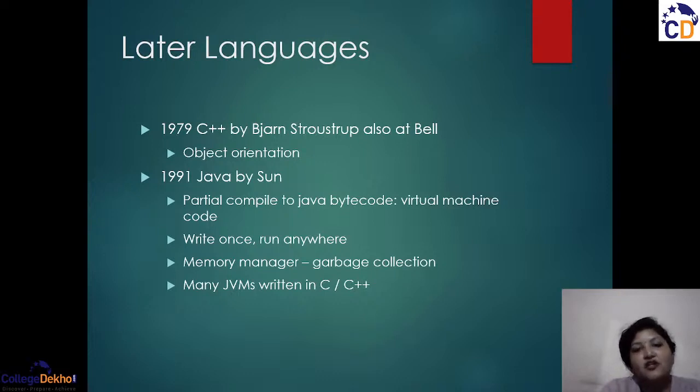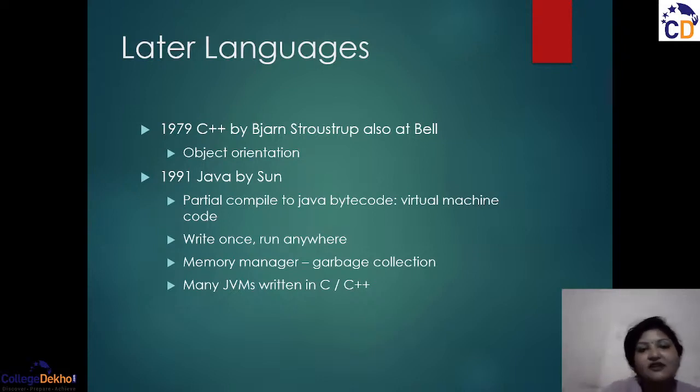Basically, the bytecode can run on virtual machines. It can be run on different compilers because bytecode is that type of code which can be run anywhere. So these are some advantages of Java. We can write it on a single system, and we can run it anywhere. So this is another example of this.